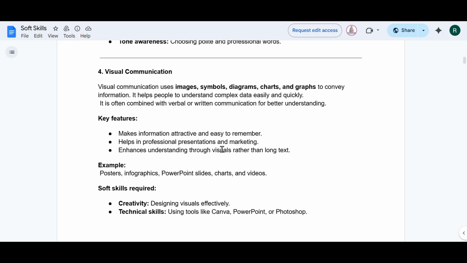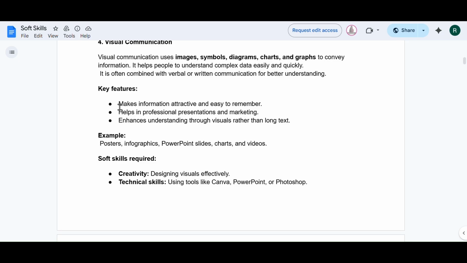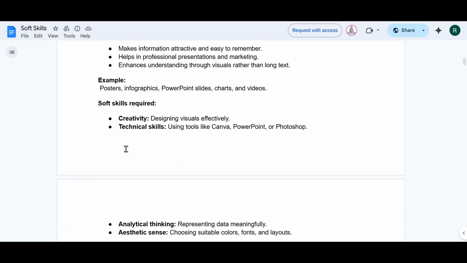Next, visual communication. Visual communication is a combination of verbal and written communication. Means using images, symbols, diagrams, and charts to convey information is known as visual communication. We use it in making presentations, PowerPoint slides, posters, charts, or videos. So, key points are making information attractive and easy to remember, helping in professional presentation and marketing, and enhancing understanding through visuals rather than long text.